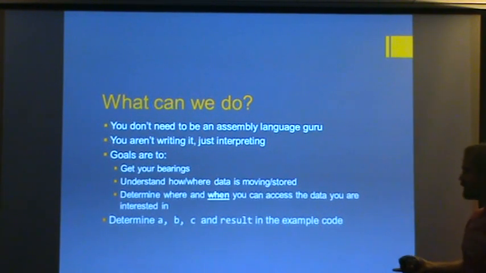So what we're going to do is work out how we can determine what A, B, C, and the result values are in the example code.